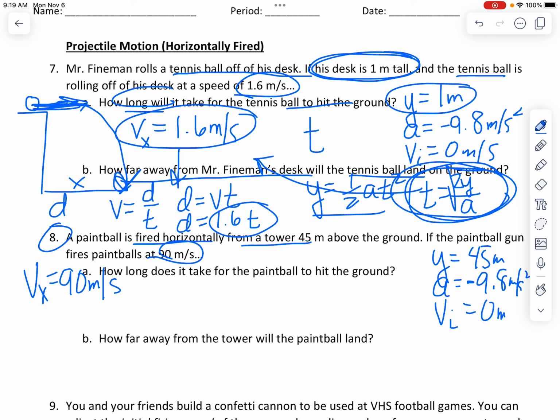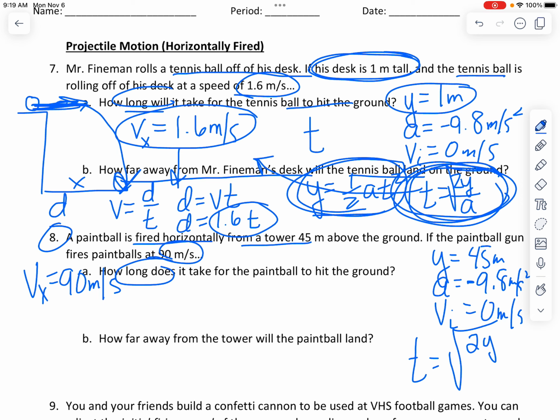This is exactly the same type of problem. You're going to find time. How long does it take? Find time using this formula, and I solve for T there for you. Plug in the Y value, the height, and the acceleration. Find your time. Then you're going to use that time over here, because velocity is equal to distance divided by time, or distance is equal to velocity times time, to find how far away.